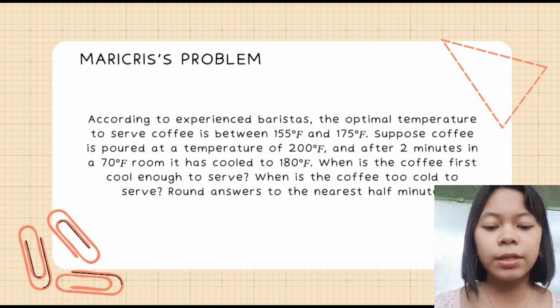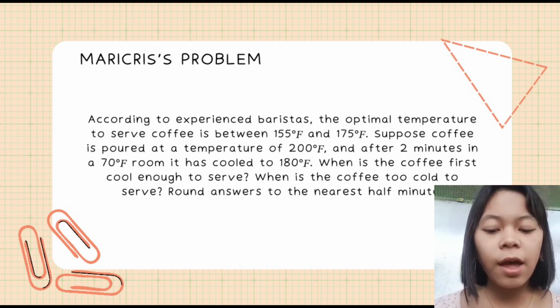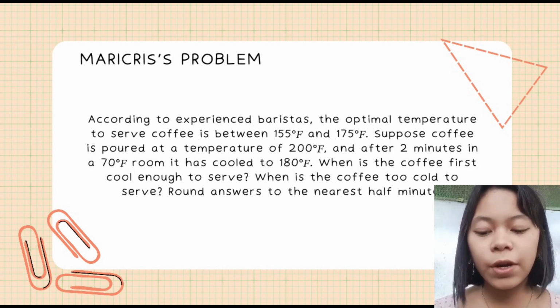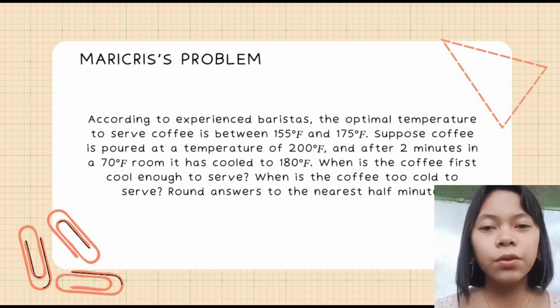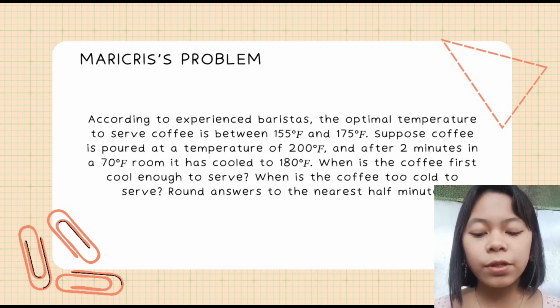According to experienced baristas, the optimal temperature to serve coffee is between 155 degrees Fahrenheit and 175 degrees Fahrenheit. Suppose coffee is brewed at a temperature of 200 degrees Fahrenheit, and after 2 minutes in a 70 degrees Fahrenheit room, it has cooled to 180 degrees Fahrenheit. When is the coffee first cool enough to serve? When is the coffee too cold to serve?